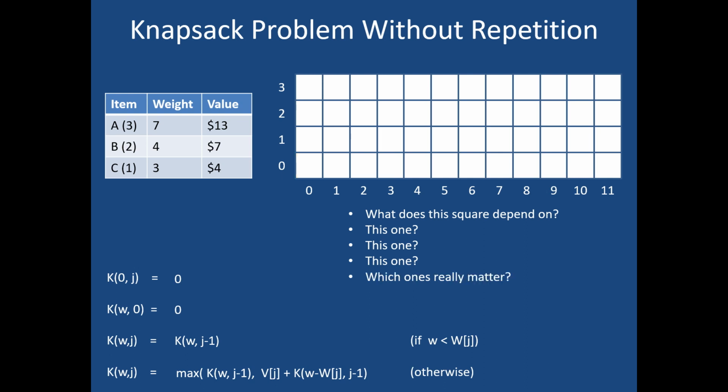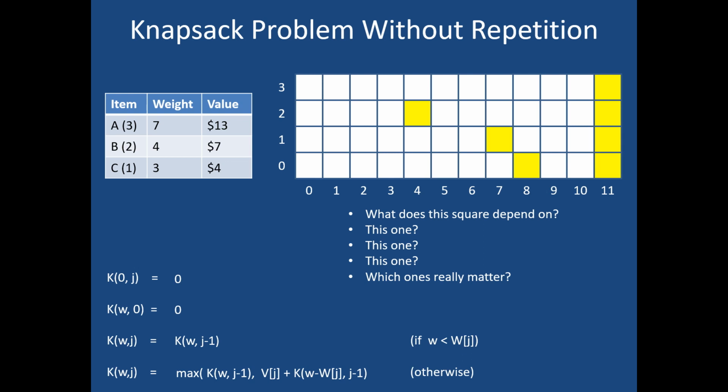So now, of all the squares, which ones really matter? We want to compute the thing in the upper right-hand corner. What squares does it depend on? Well, it won't depend on any of the other ones in row 3. Well, let's be careful about that. What does that yellow one depend on? It depends on those two. Okay? And then that yellow one on the right on the second row depends on those two.